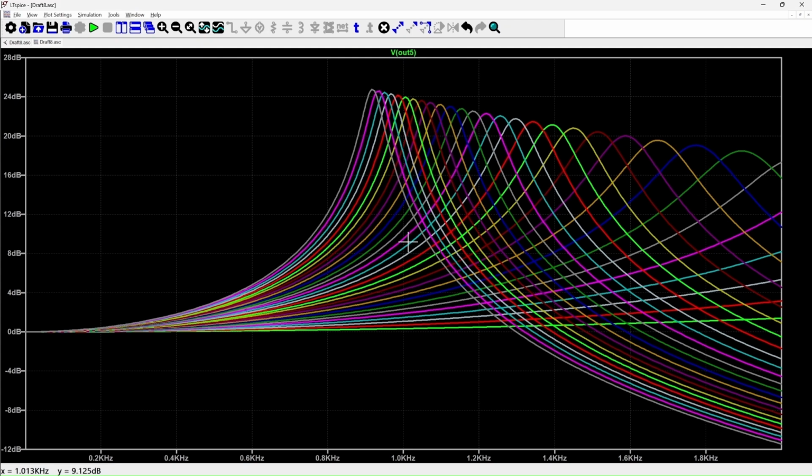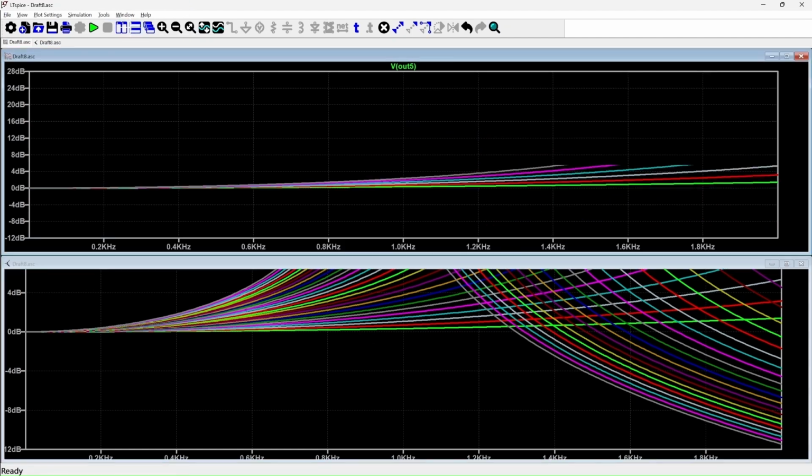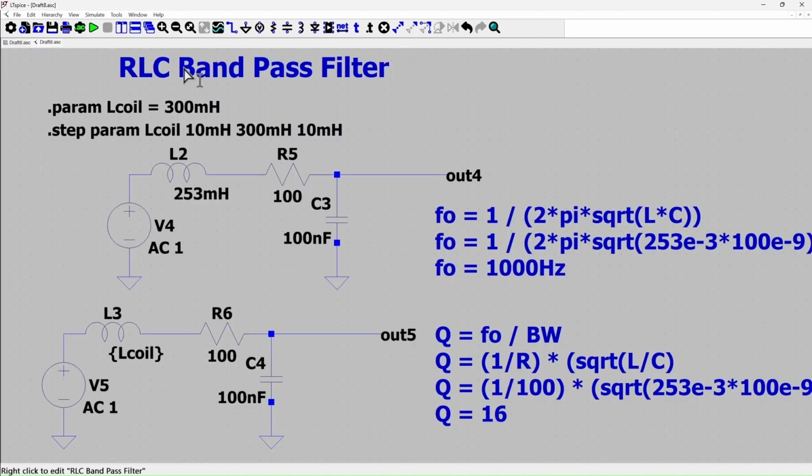So we are very clear that we are going in the right direction, and what is required to be done now is to somehow convert this traditional RLC based band pass filter into a gyrator based one. That will be in the next section.